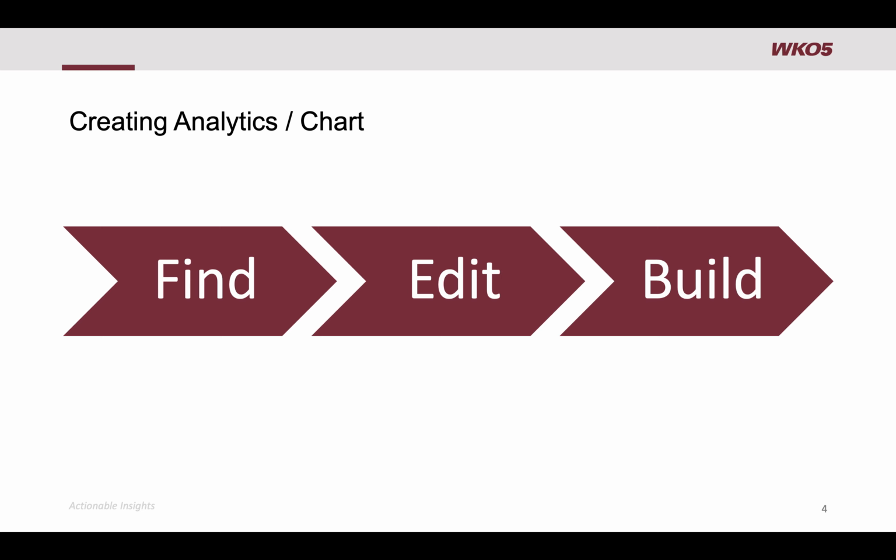Second, if you can't search for it and find it, maybe there's one similar where you can simply edit to be specifically what you need. Just by changing the expression or some of the elements of the chart, you get what you want. And then finally build, meaning if you cannot find what you want, let's go ahead and build. All right, let's break these three down and look a little deeper on how to.